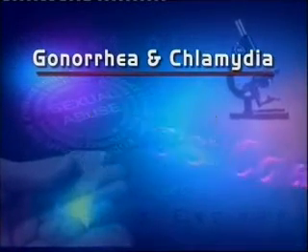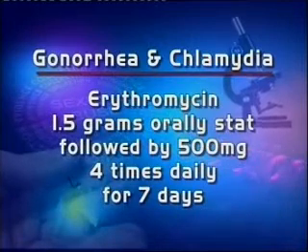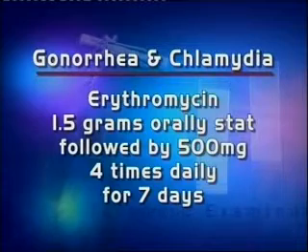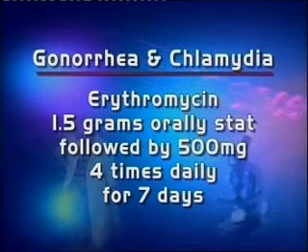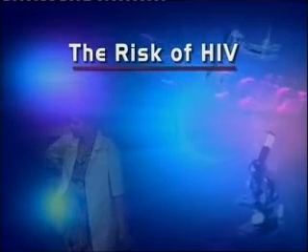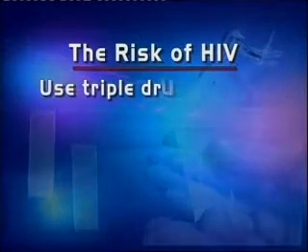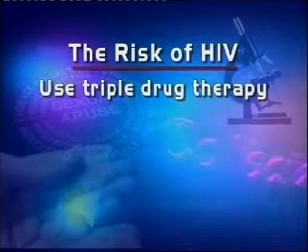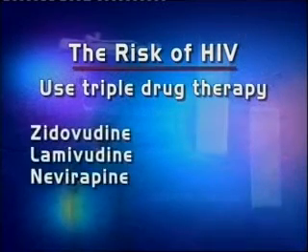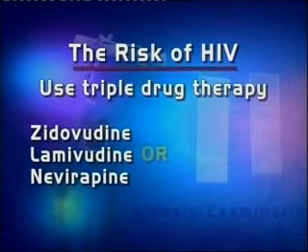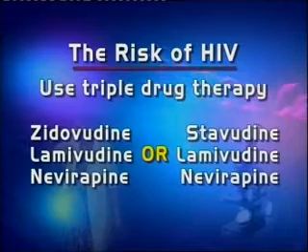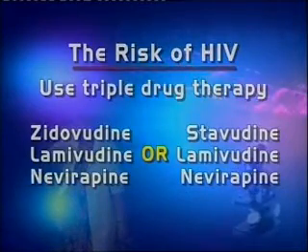In pregnant and adolescent, erythromycin is an alternative at a dose of 1.5 grams orally stat, followed by 500 milligrams 4 times daily for 7 days. The risk of HIV infection is small. However, should prophylaxis be indicated, the correct regimen usually consists of triple drug therapy with zidovudine, lamivudine, and nevirapine, or stavudine, lamivudine, and nevirapine. This is now available in the country.